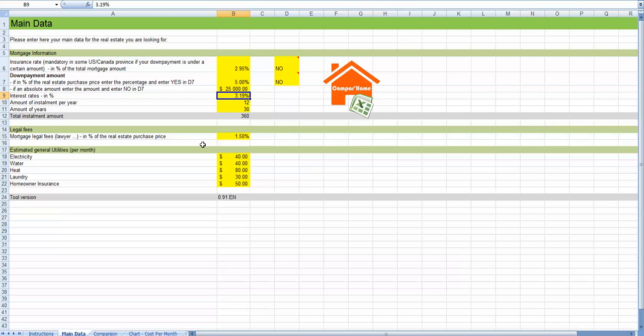You set up the interest rate for your mortgage, the number of installments per year, the number of years. It gives you a total installment amount. This value can change. It's computed automatically.